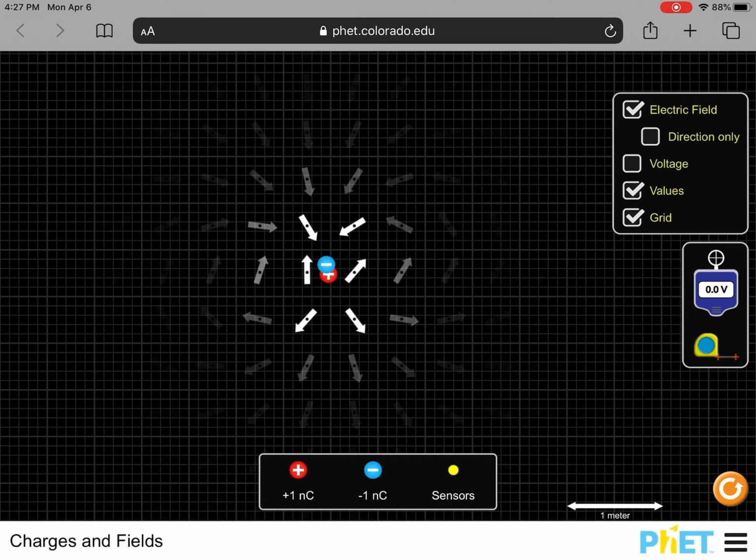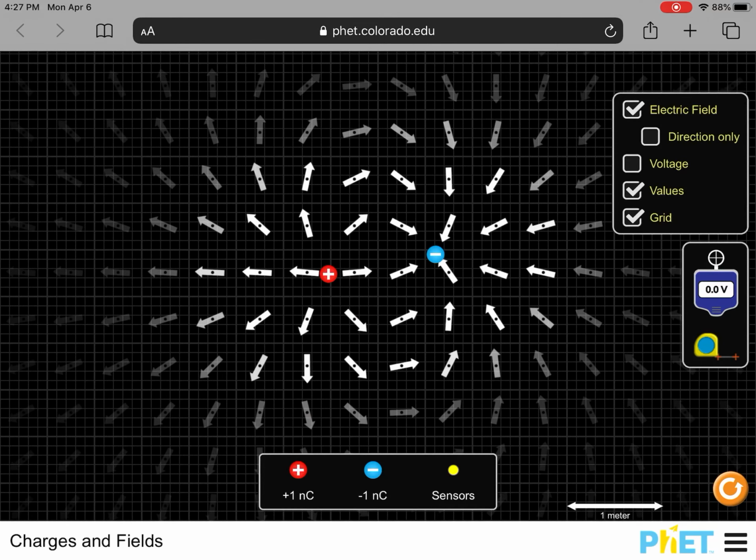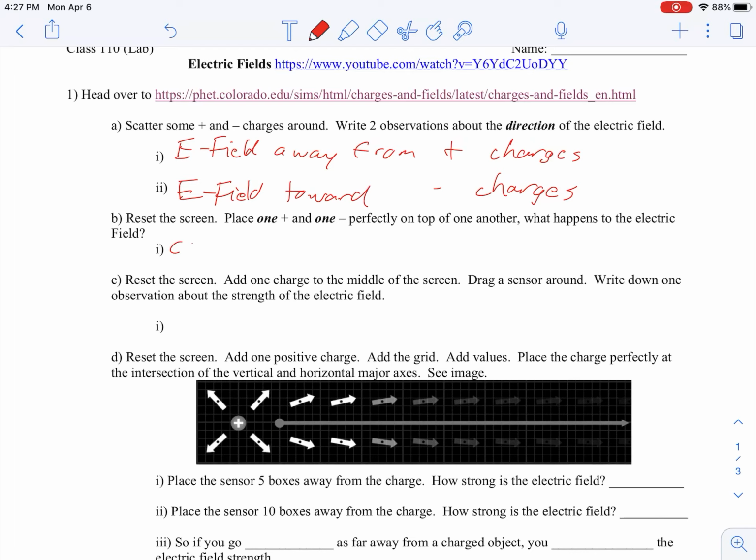So it's almost perfect. It's a little off, but what you'll notice here is that when it's just about perfect right there, just lost it, you should notice that there's no electric field when they perfectly overlap. Okay, so you could say something like they cancel each other out. Or electric field equals 0.